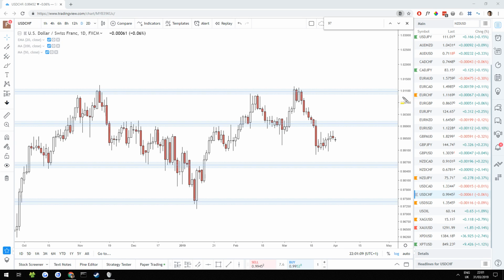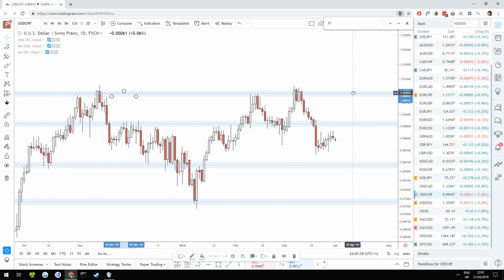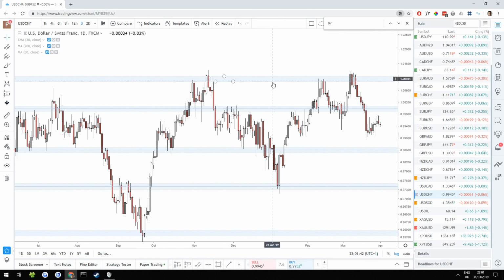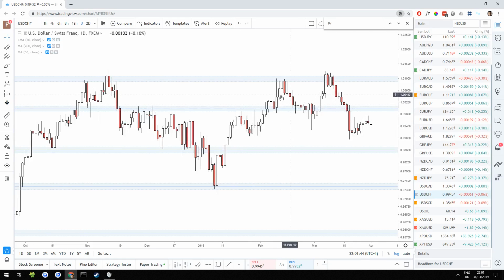So whole levels like 1.0110, or more accurately, just move it down a little bit, 1.0100. So that's like a whole number. And this is the big one, 1.0000. That's another whole number. These are what are known as psychological levels. Psychological levels are important. They work because traders tend to set their targets at these whole rounded numbers.